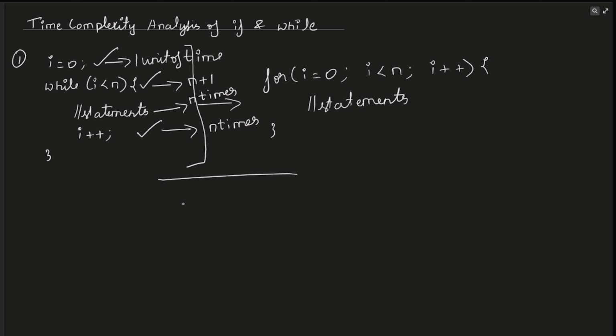After adding all these things, 1 plus n plus 1 plus n plus n, this will be 3n plus 2. As we know, we'll be considering the dominating term, and in the dominating term, we'll be ignoring the constant, and we'll consider n as our time complexity, which is the highest degree. Time complexity of the above while loop is order of n.